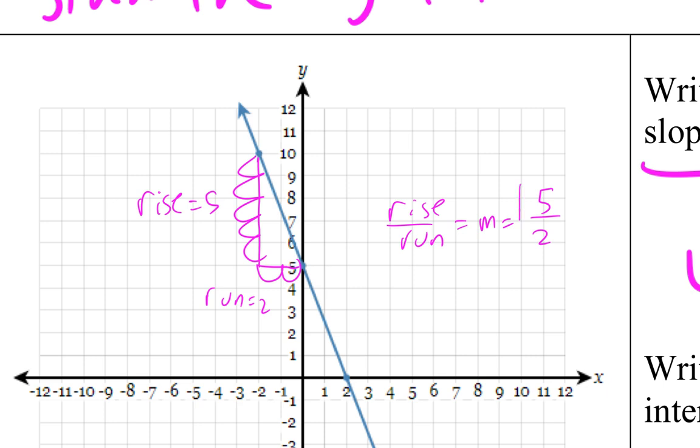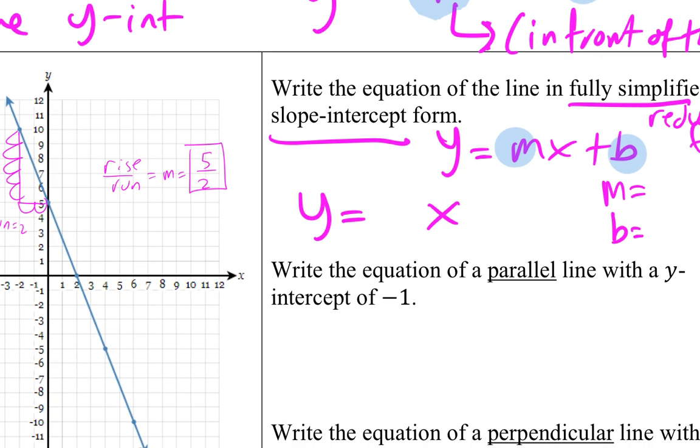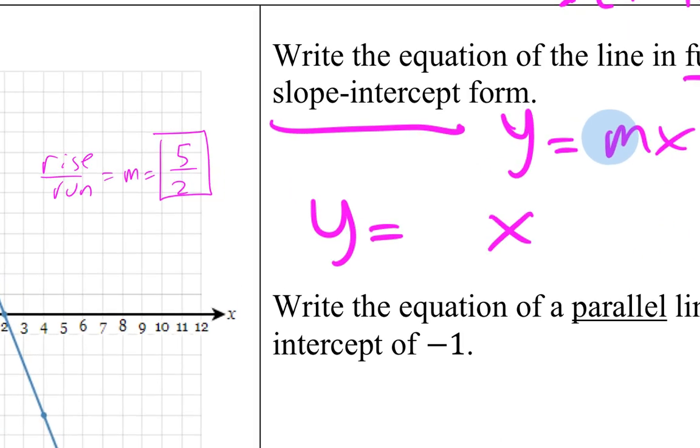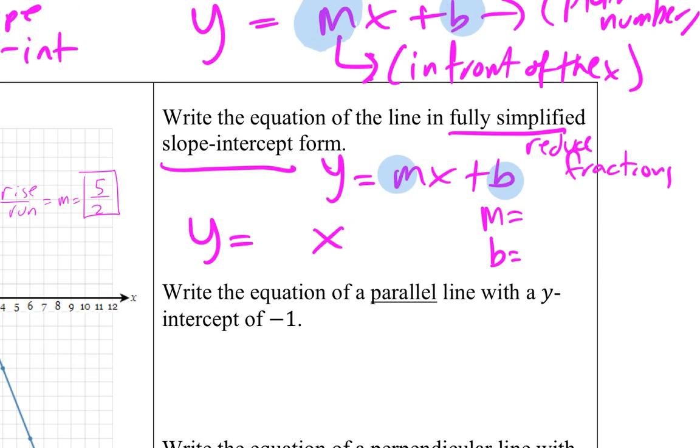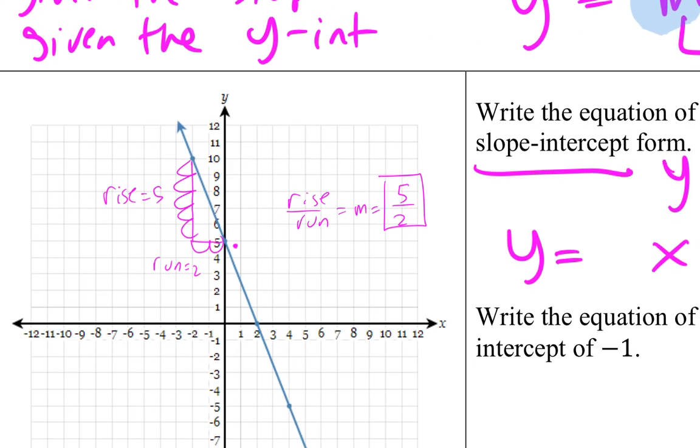Okay, if you're not sure about simplifying, I know that's simplified because 5, you can't go any less than that, right? Good. So if my slope is 5 over 2, let me write that down, 5 over 2. My y-intercept is where it crosses the y-axis, right? So the y-intercept is 5, so our b value is equal to 5.